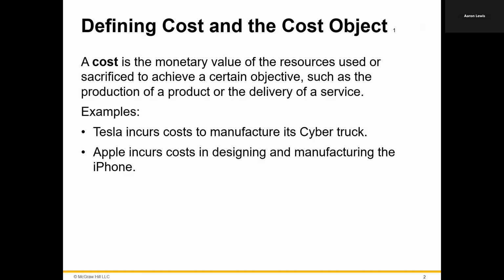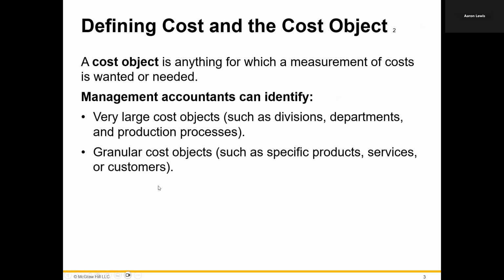Well, the cost of acquiring materials that get used in production, the cost of labor to produce those goods, the cost of research and development to design the truck, the cost of an advertising campaign to promote the truck, the cost of commissions on the salespeople that sell the truck. All of those things are costs of that Cybertruck. And same is true for Apple with an iPhone. Those are cost objects, but a cost object doesn't necessarily need to be a specific product.